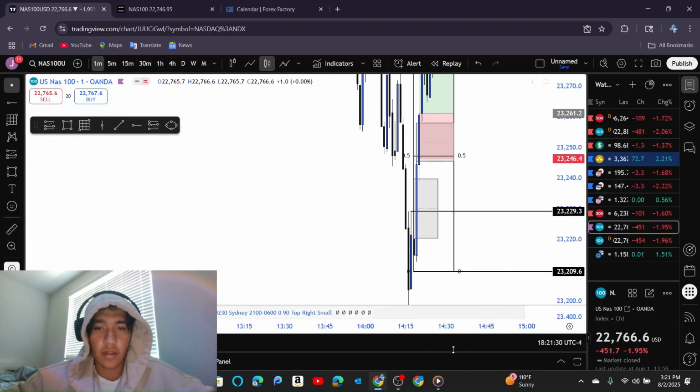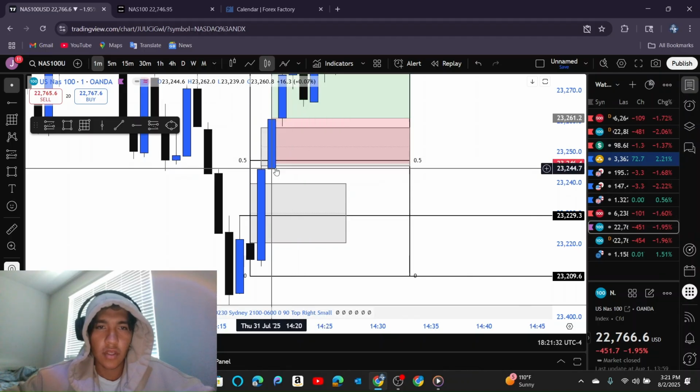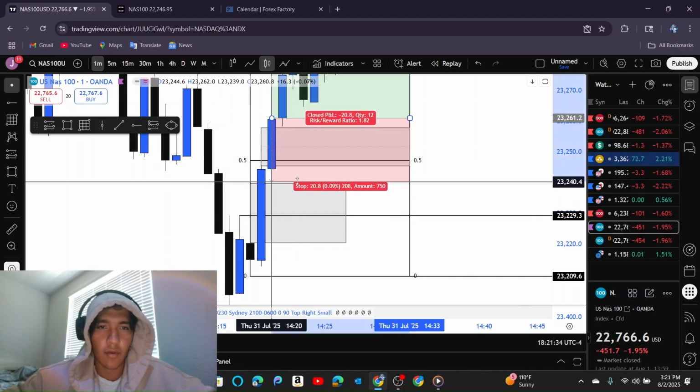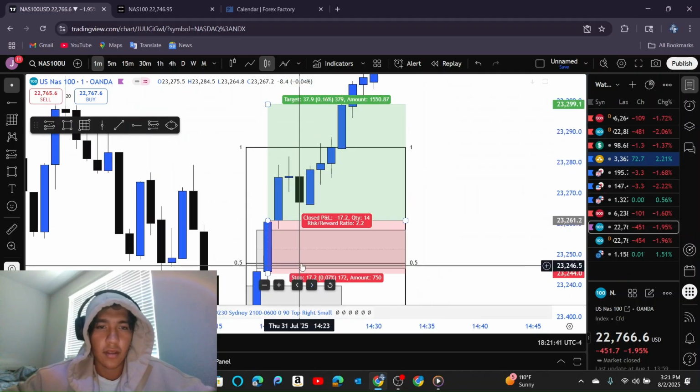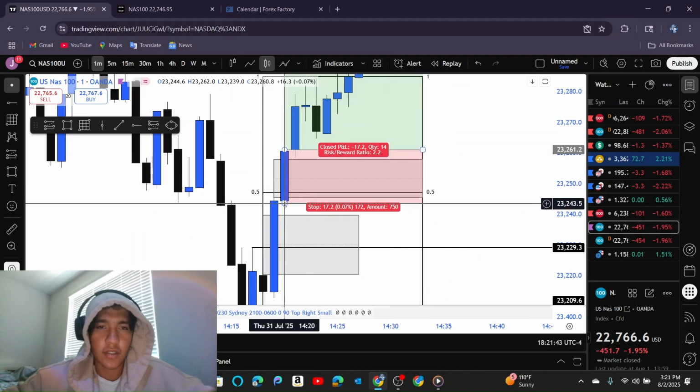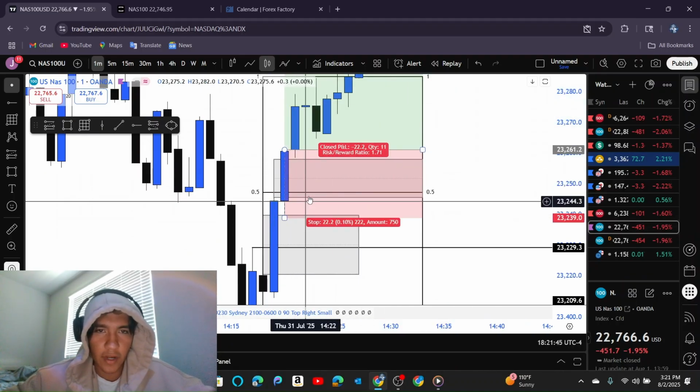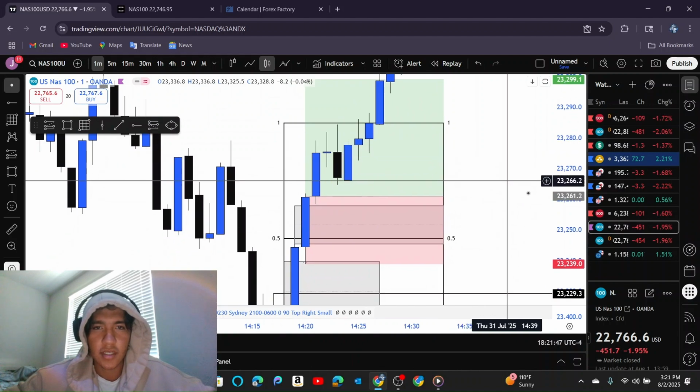If you want to be a little bit more safe, you can set stop losses right below the fair value gap that this candle creates, right? You can set it at the whole wick if you want to. But this right here, you can set it right below the fair value gap that it creates.